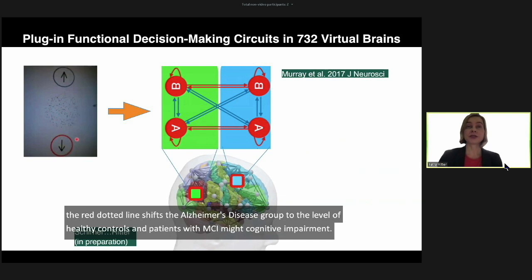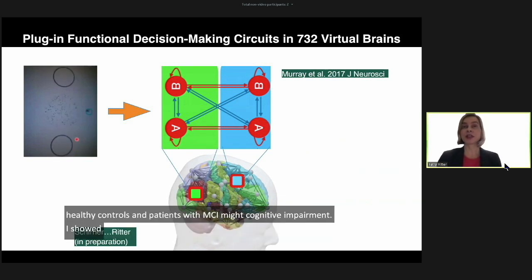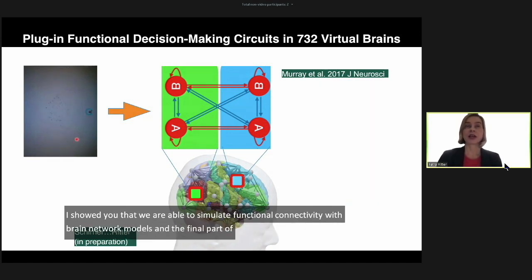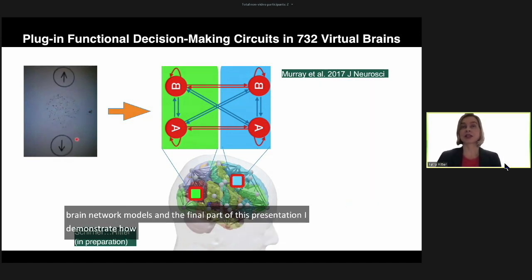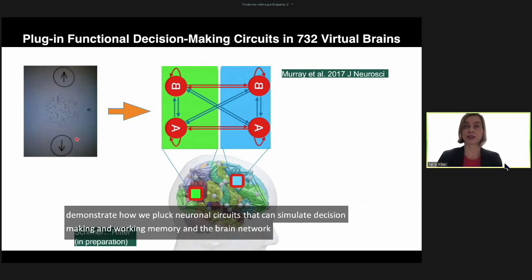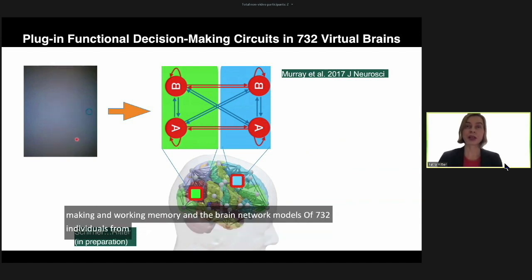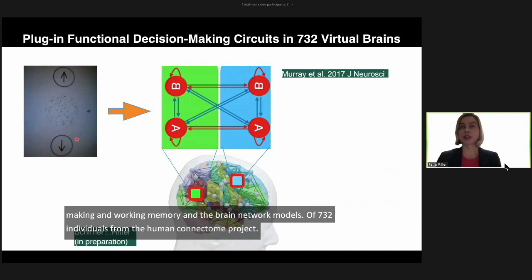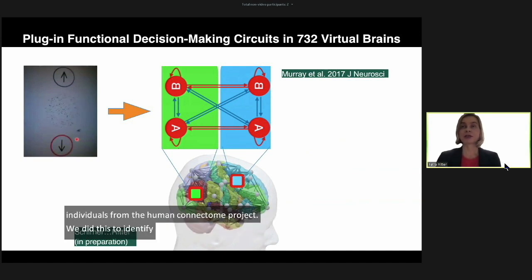I showed you that we are able to simulate functional connectivity with brain network models. In the final part of this presentation, I demonstrate how we plug neuronal circuits that can simulate decision-making and working memory into the brain network models of 732 individuals from the Human Connectome Project. We did this to identify possible performance differences and to infer the underlying neural mechanisms.